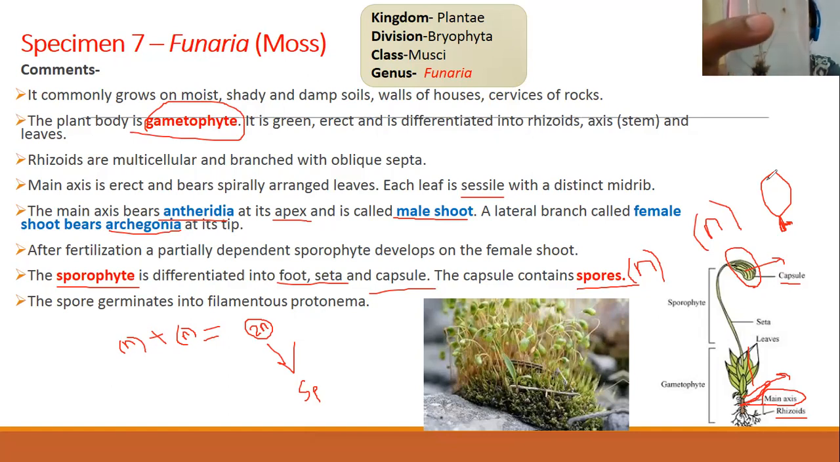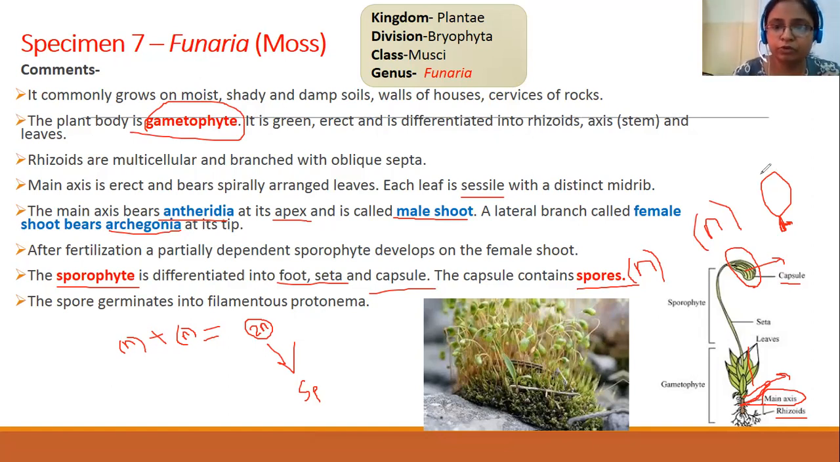Here you can see the capsule is there. This is the long slender seta, and the foot. This is the basal part by which it remains attached to the main plant body. So all these structures you have to identify, and you have to comment when this comes in the exam. Fine. So this is the specimen of Funaria moss.